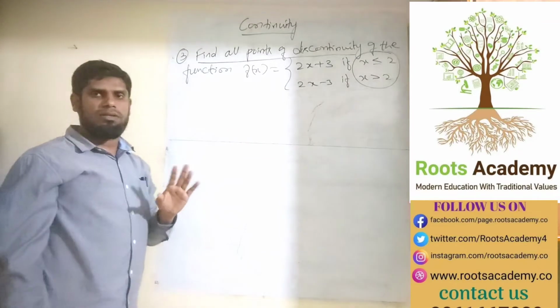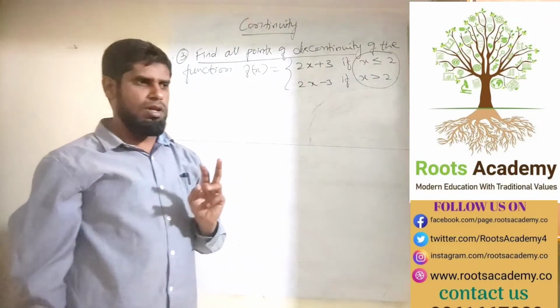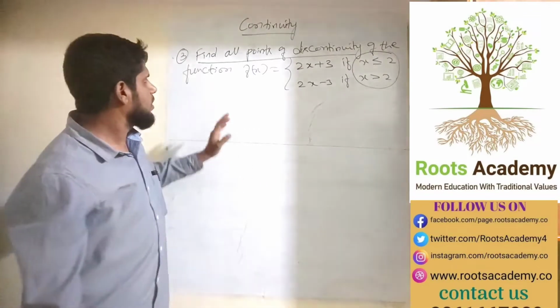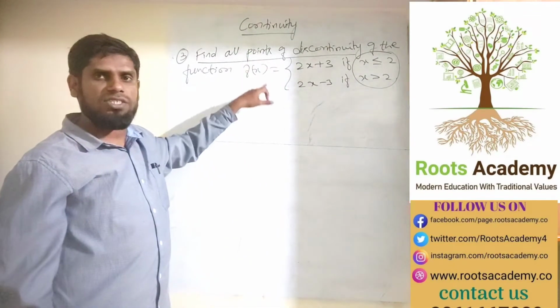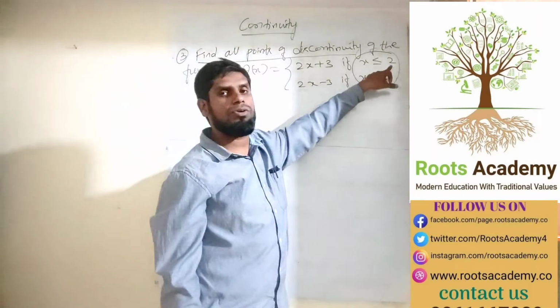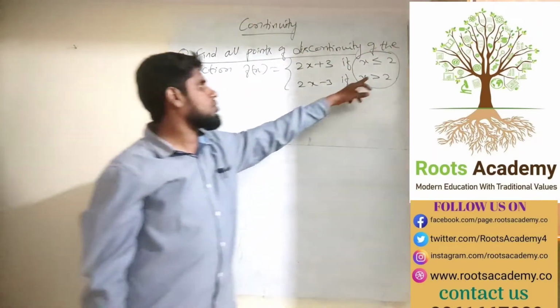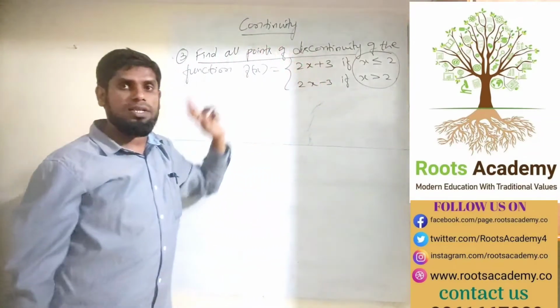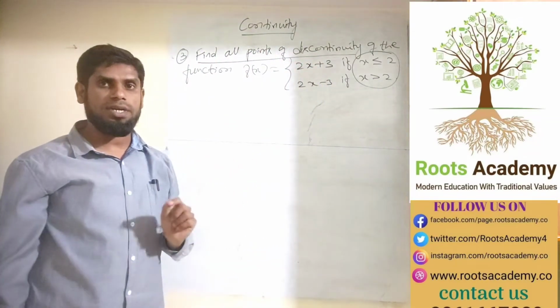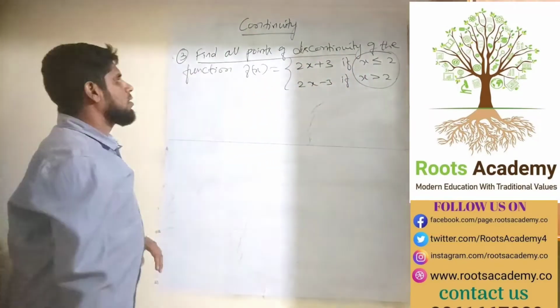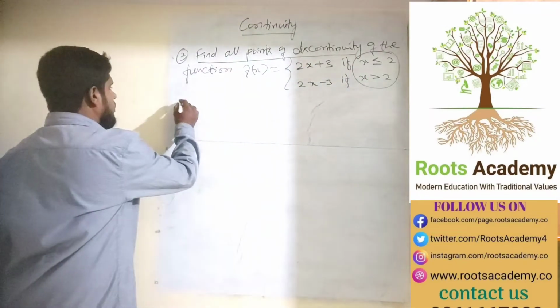So student, if f of a and left hand limit and right hand limit, if these three are different, then we will declare that the given function is discontinuous at x is equal to 2. But if all the three are equal at x is equal to 2, we will declare that there is no point of discontinuity at x is equal to 2. So let us start this.